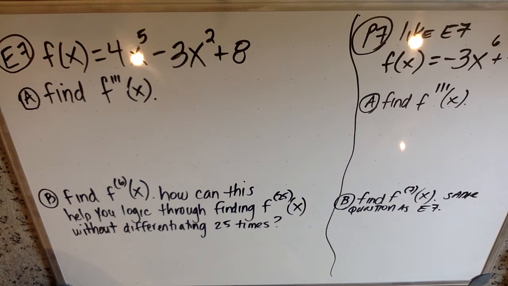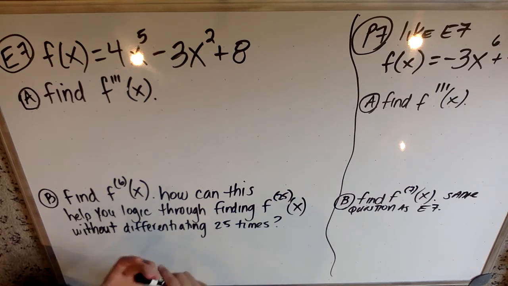This is AP AB. We're still doing 2.3, higher order derivatives. So we're going to walk through an E7 and a P7 just to show you how higher order differentiation works. And then we'll do some other trick problems, and we're going to talk a little bit about that acceleration and velocity and position stuff that we've talked about before, which is particle motion.